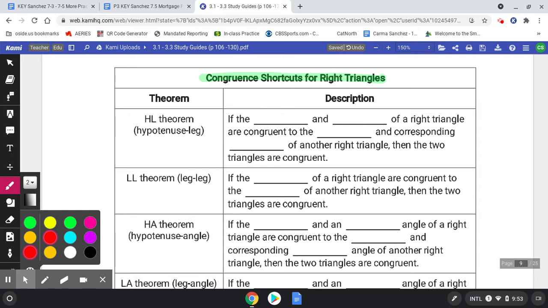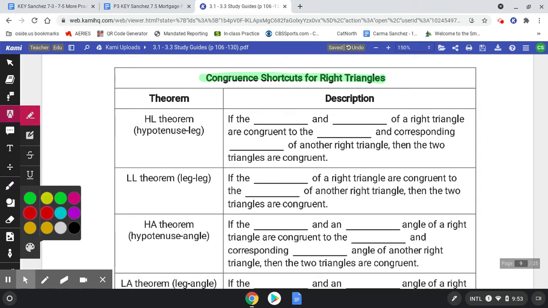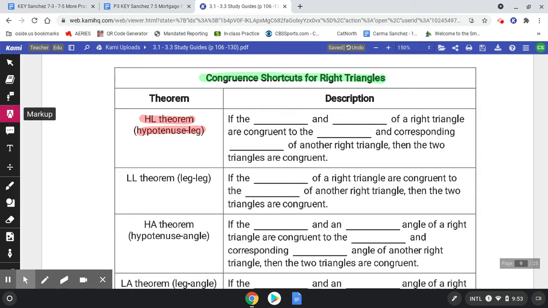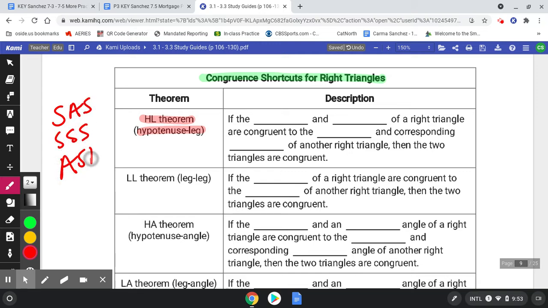Okay, so there's the hypotenuse leg theorem. So remember, we've already got in normal congruence postulates, we've got side-angle-side, side-side-side, angle-side-angle, angle-angle-side. So those are for all triangles, what we need to prove that they are congruent. But there are shortcuts for right triangles. If it has a 90-degree angle, if it is a right triangle, then there are shortcuts.